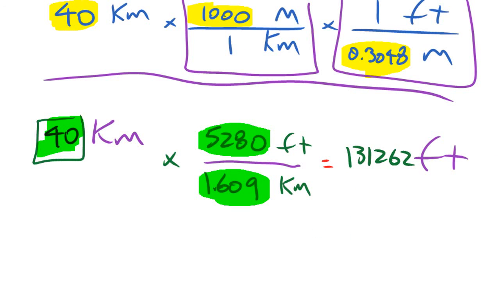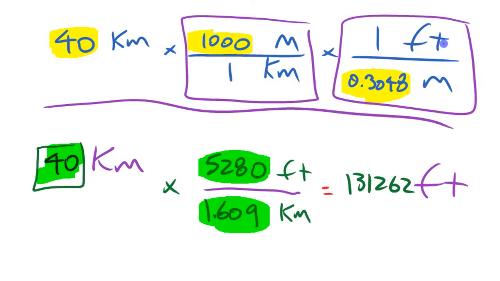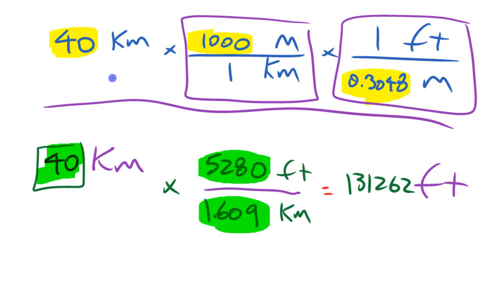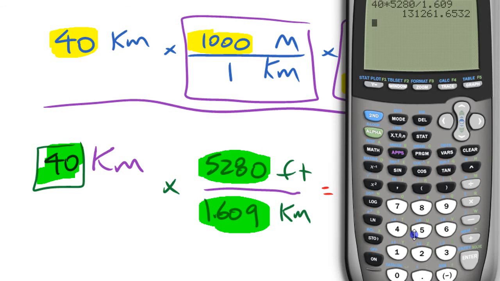If you did it the other way, you might not get exactly the same answer, because all of these conversion factors are approximate. Both ways you're going to get something close. Let's do it that way and see: 40 times 1,000 divided by 0.3048. You should get roughly the same thing. It's not exactly the same, but it's pretty close.